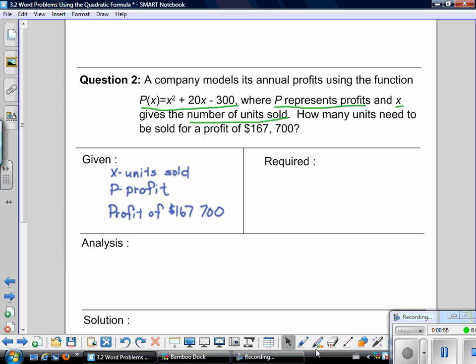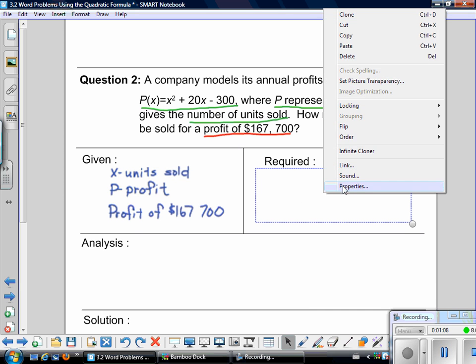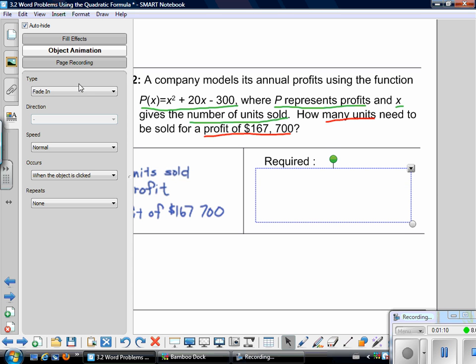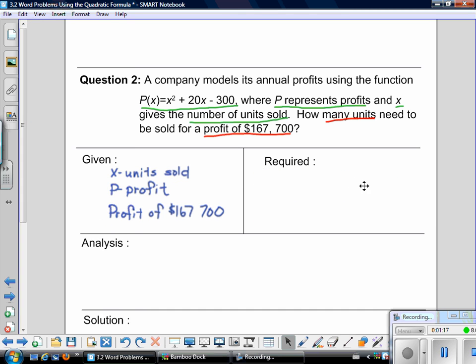Now, what's required of us is they want to know how many units for this amount of profit. So that's what's required of us. So we need to know that. So how many units X when P of X equals our dollar amount?